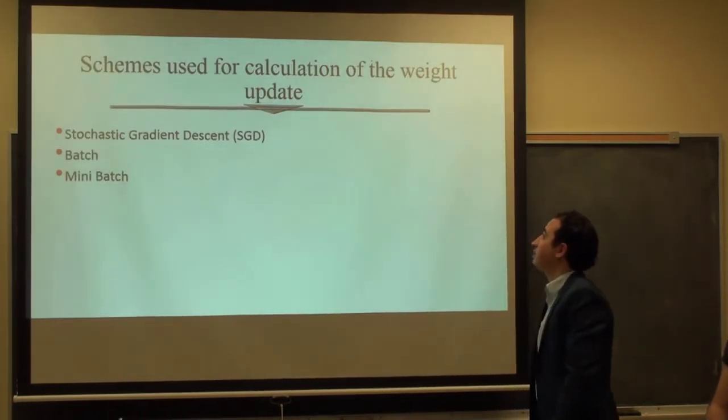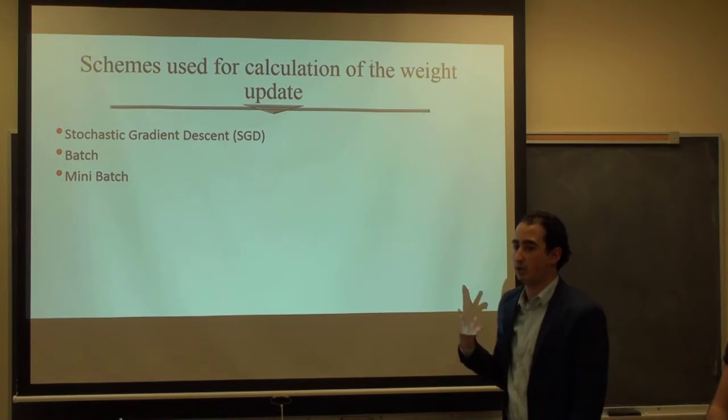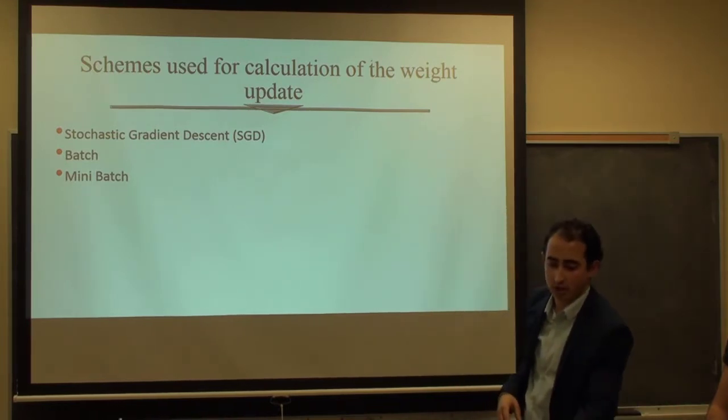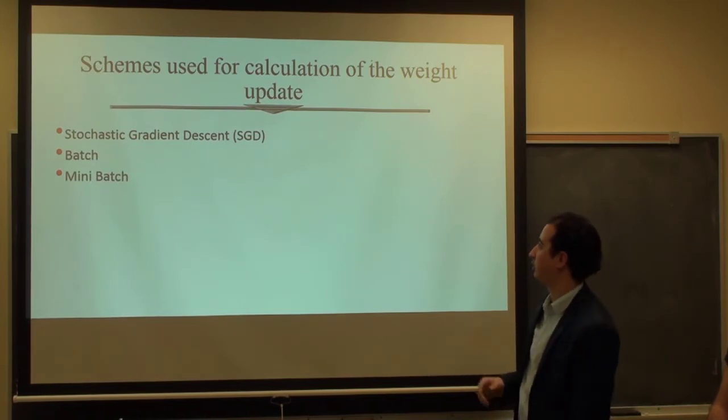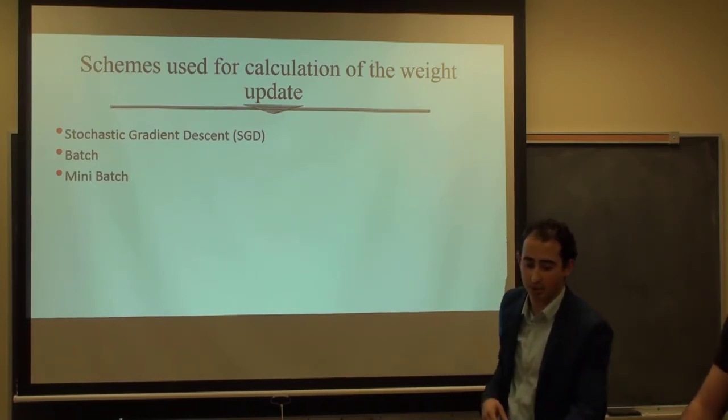There are schemes used for the calculation of the weight. We have three different ones. We have the stochastic gradient descent, which we call SGD. We have the batch and the mini batch.